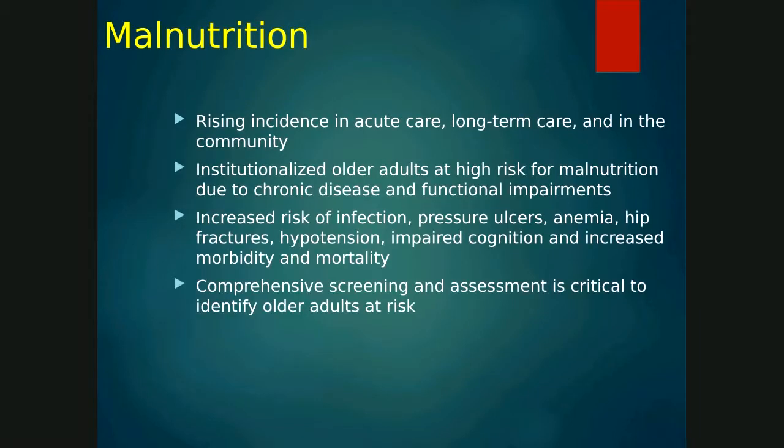So malnutrition, there's a rising incidence in the acute care, long-term care, and community. Institutionalized older adults are at highest risk, and that's because they're not able to eat the type of food that they would normally be able to eat. Not only because they're sometimes on medically prescribed diets like NPO or clear liquids for prolonged periods of time, depending upon what they're in the hospital for, but hospital food is not always appealing. And so some patients are hesitant to really eat the food that's in the hospital.